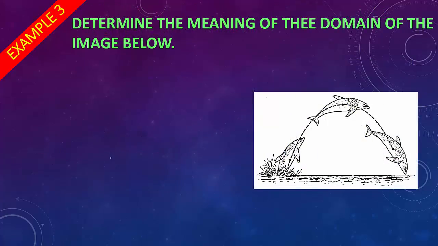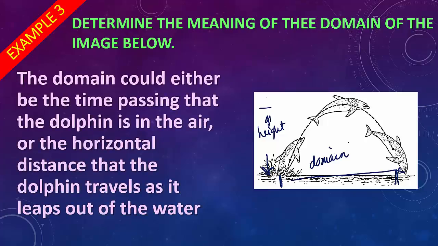Okay, determine the meaning of the domain of the image below. So all you have to do is give me what you think the domain would be. So obviously we kind of get an idea that this is height here. Okay, from here to here, this is your domain, remember? So our X values, what could that represent? Could represent a couple things. Could be either time passing that the dolphin is in the air, or it could be the horizontal distance that the dolphin travels as it leaps out of the water. Either would be an acceptable answer.